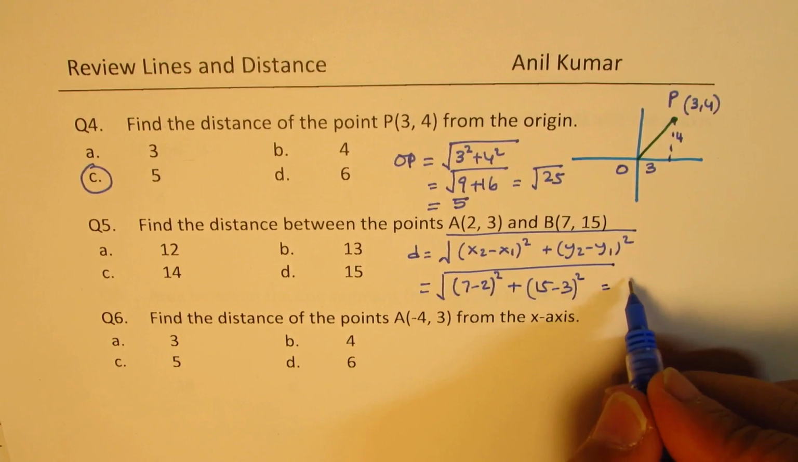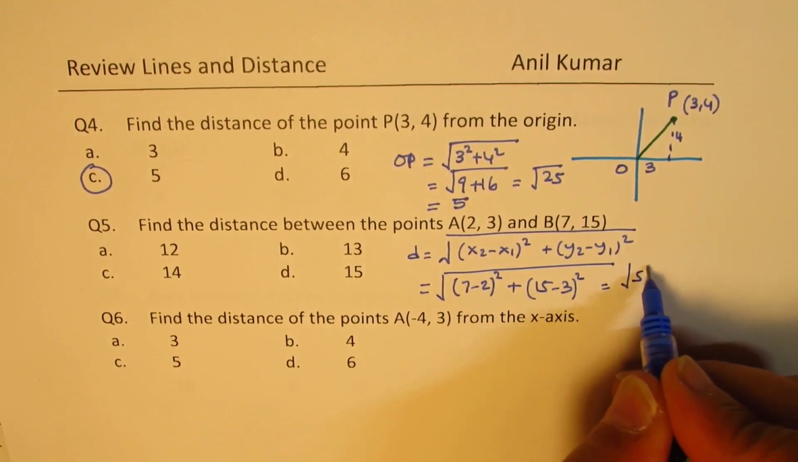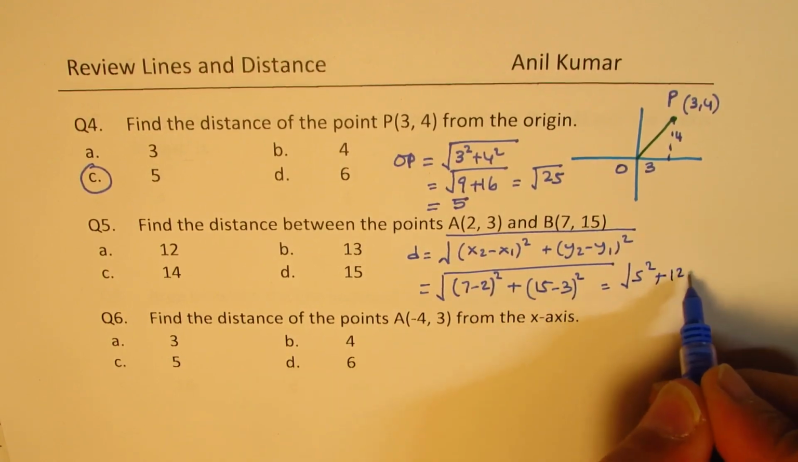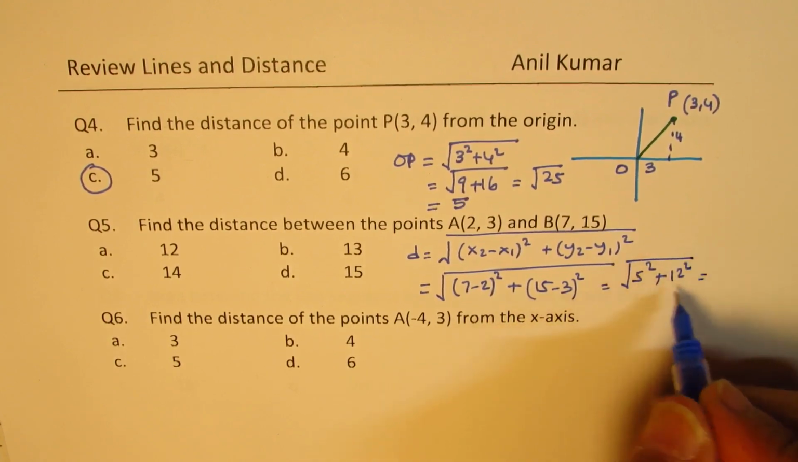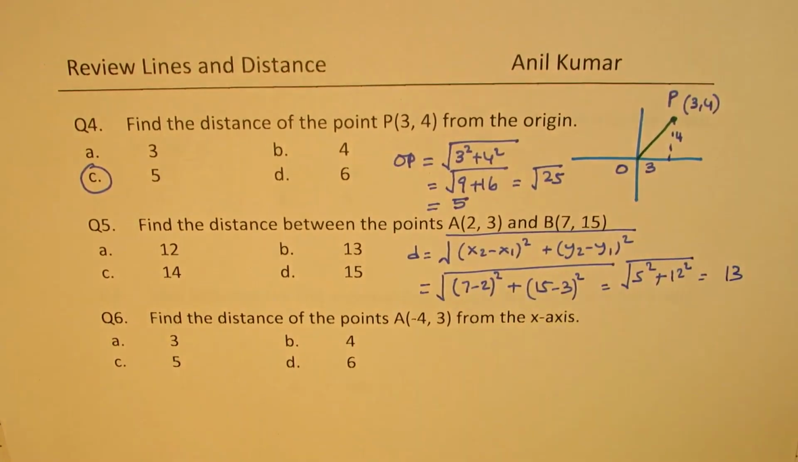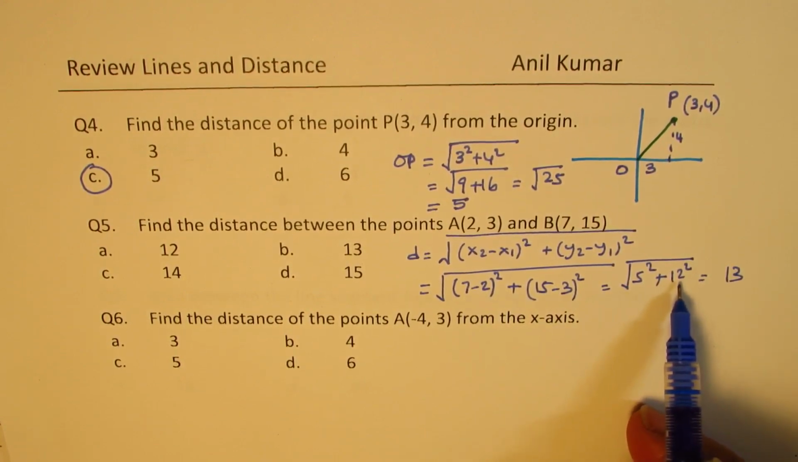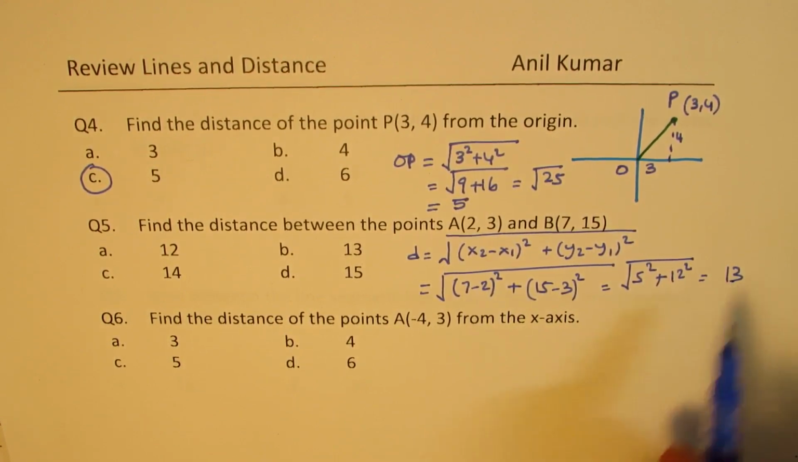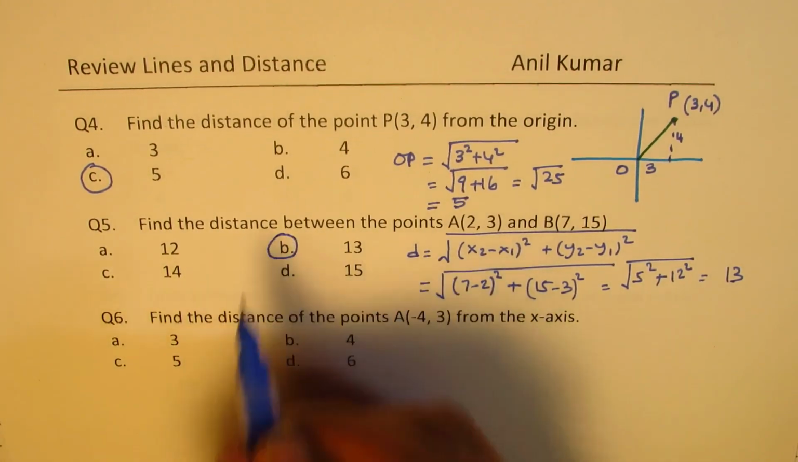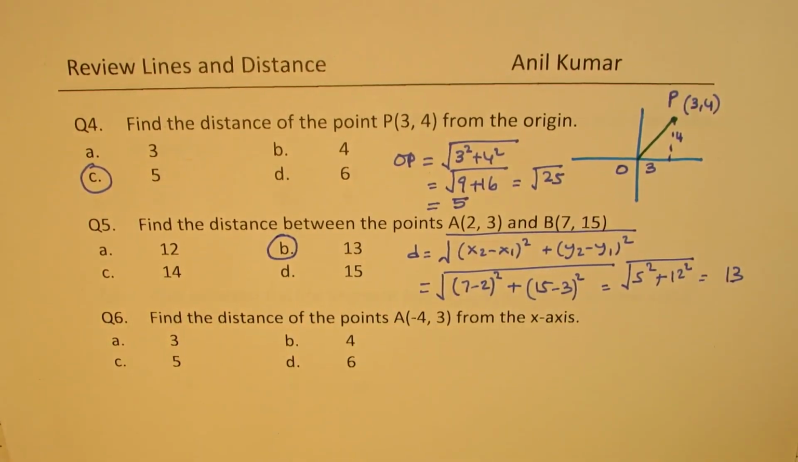7 minus 2 is 5. We have 5 square plus 12 square, square root. So that gives you 13 as your answer, right? So this is also a right angle triangle. 25 plus 144, 169. That gives you 13. So option B is the right option.